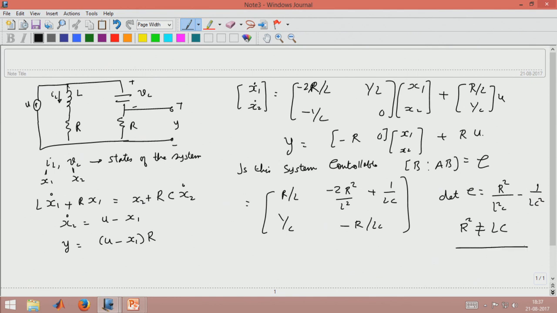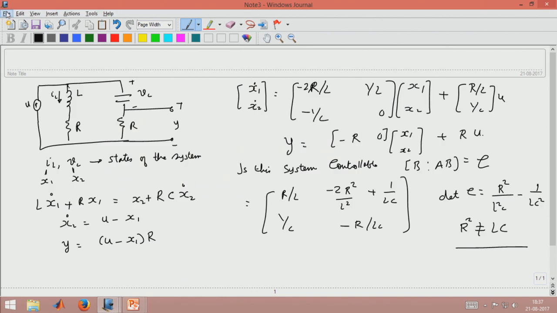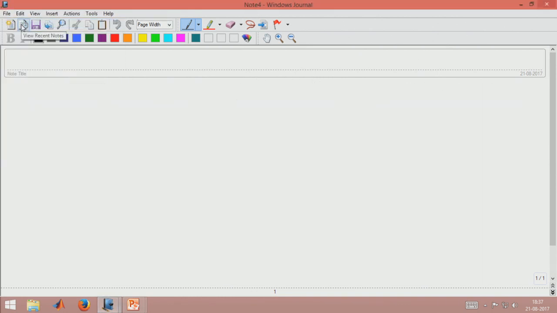What does this now mean in terms of transfer functions? We know the relation between the state space and the transfer function. Given x dot is Ax plus Bu and y equal to Cx plus Du, the transfer function G of s is simply C (sI minus A) inverse B plus D.